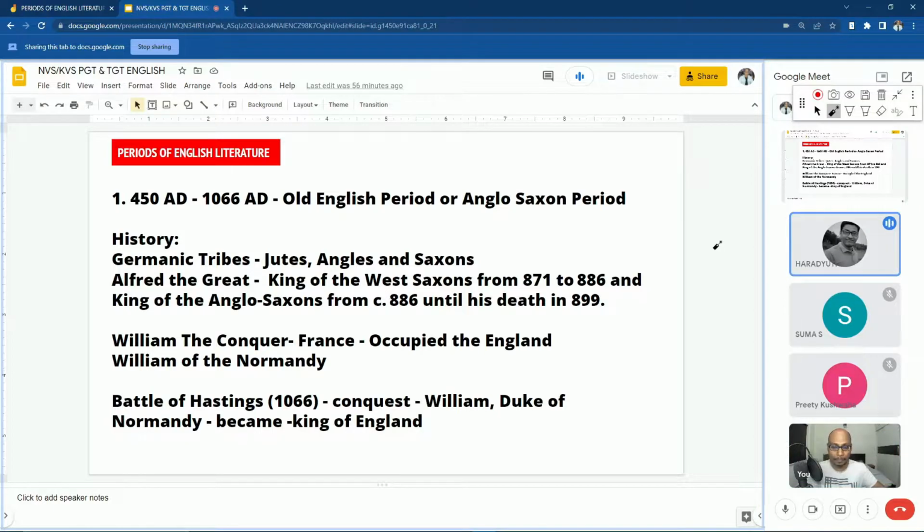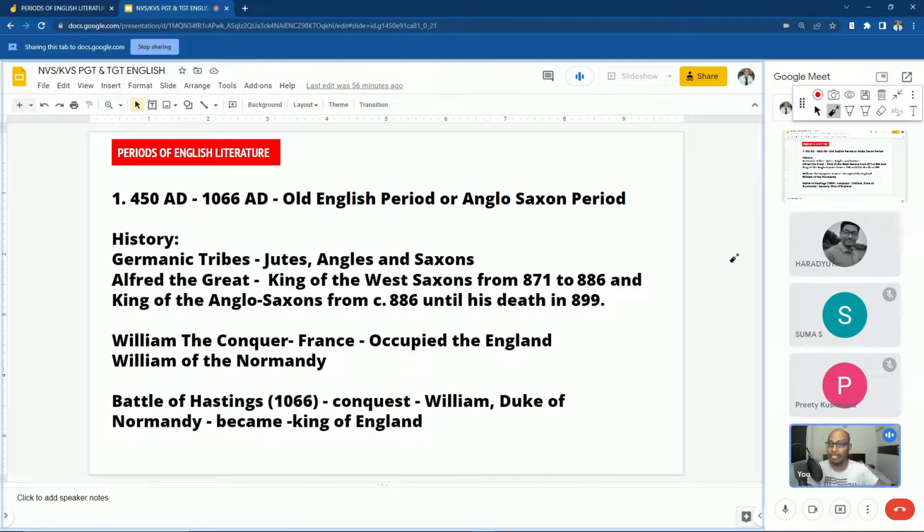And sir, do you need to know the social background of that age? Yes. Social background, literary background also we have to understand. Then only we can understand why the writer has written such kind of work of art.